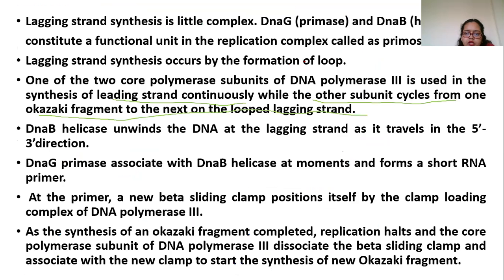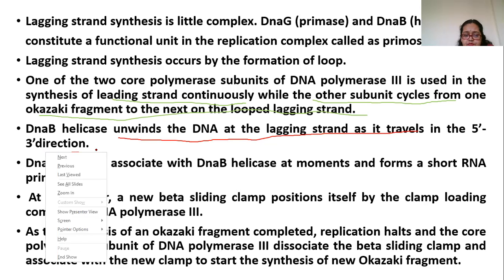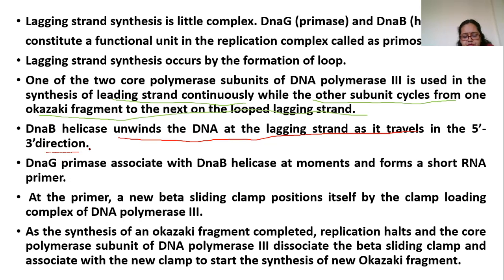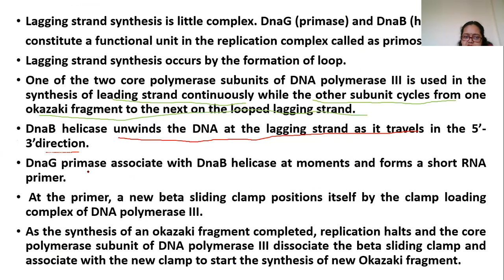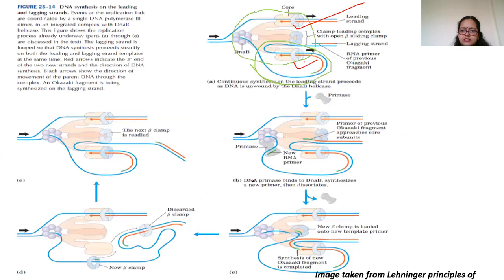Now the next point: DnaB helicase unwinds the DNA at the lagging strand as it travels in the 5' to 3' direction. So this is the requirement for DNA replication, that it occurs in the 5' to 3' direction, and here DnaB helicase unwinds the strand. Now what is there? DnaG primase associates with DnaB helicase at intervals and forms a short RNA primer. Now you can see here.